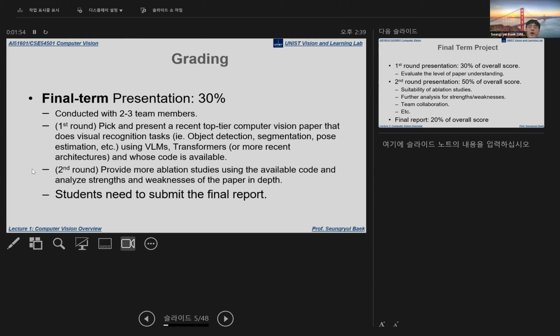And also you have to submit an additional final report summarizing everything. So this is the final term presentation. You don't have to implement everything, but you have to do that if there's no code. So we recommend you to select a paper whose code is available in GitHub or other venue. And then using their code, you can do more analysis and evaluation studies, and use that for your presentation and also the final report.